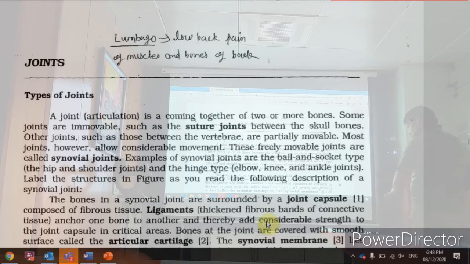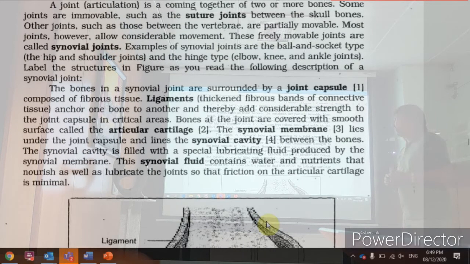Some joints are immovable. That is known as suture joints between the skull bones. Other joints, such as those between the vertebrae, are partially movable. Mostly there is a fluid in between the joints, which is known as synovial joints. It is also known as ball and socket. It's a ball and socket joint, we call it the hip joint. Hinge joints will be there. Hinge joint is like a hinge. Right? Your elbows, knees and ankles. If you scroll down, bones in a synovial joint are surrounded by a joint capsule, as shown in the diagram.